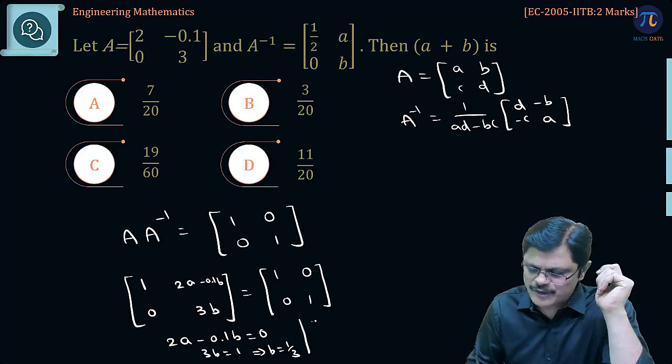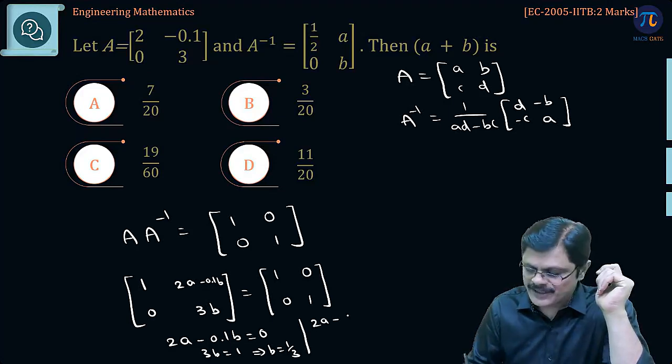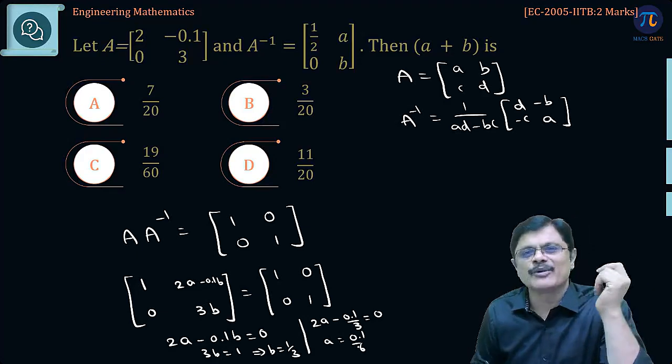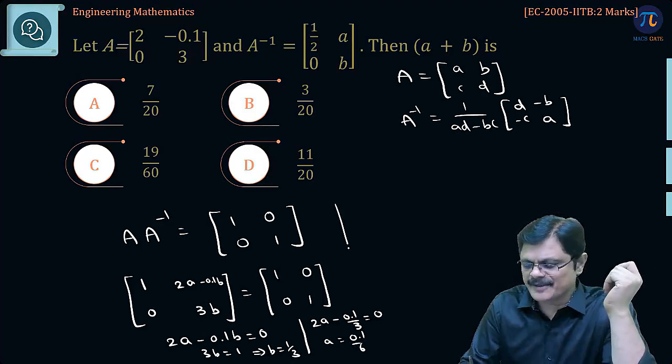If you substitute the B value in the other equation, 2A minus 0.1 into B, that is 0.1 by 3, is equal to 0. So the value of A will be 0.1 by 6, because 2 also goes to the other side. Now he's asking what is A plus B. You can easily calculate.